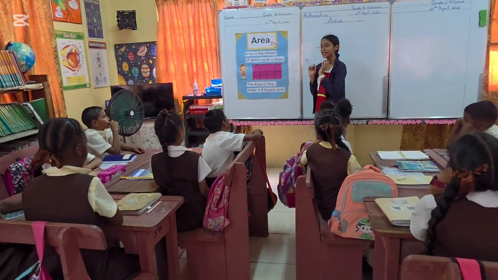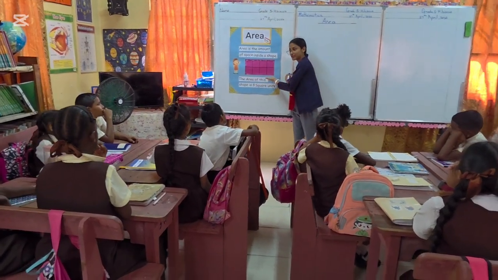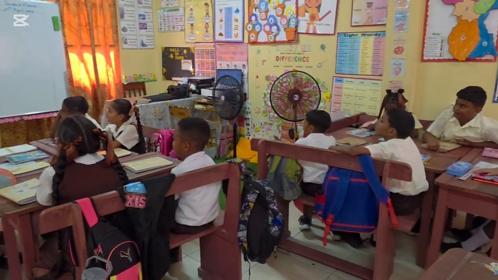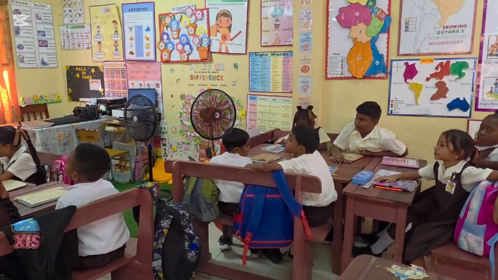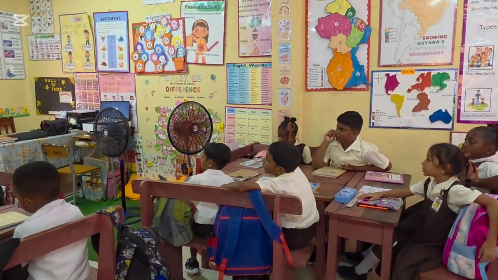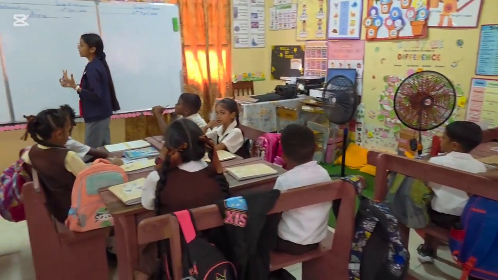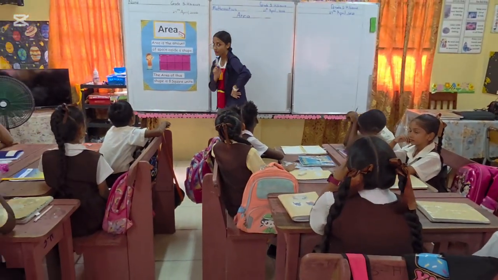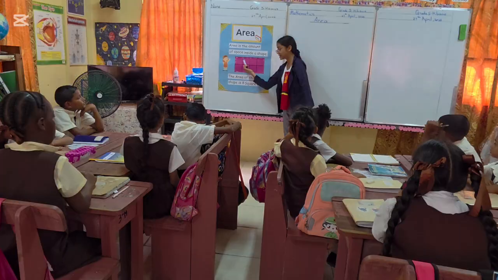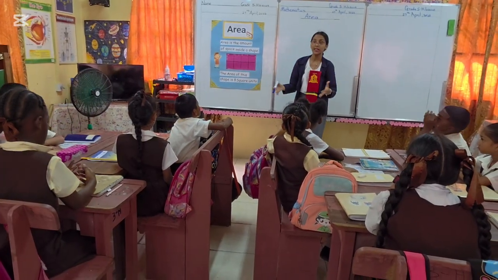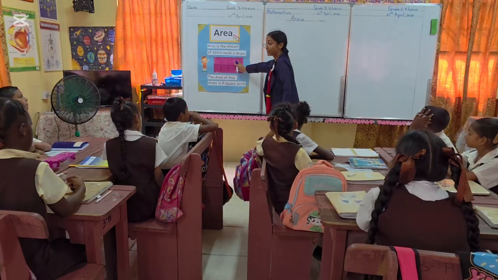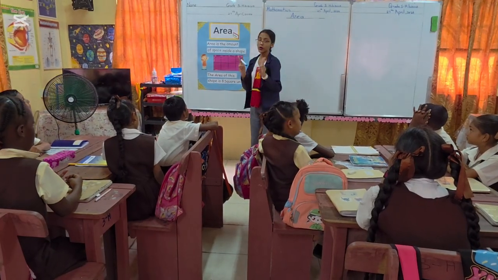Good. Let's look at this. What kind of shape is this? A rectangle. And what do you notice inside the rectangle? There's a lot of squares. So remember we said area is the amount of space inside the shape. So let's say this is the space inside this rectangle. If we want to find out how much space is in here, we have two ways we can do that.